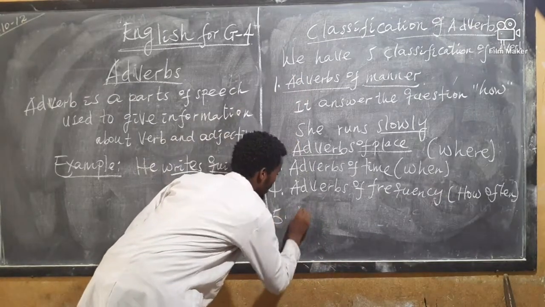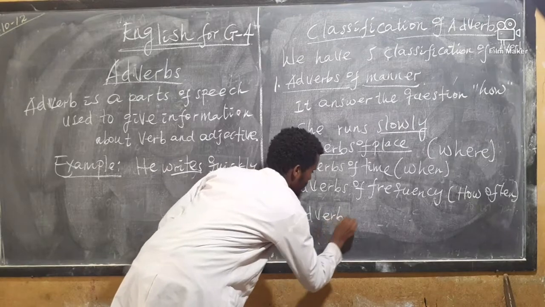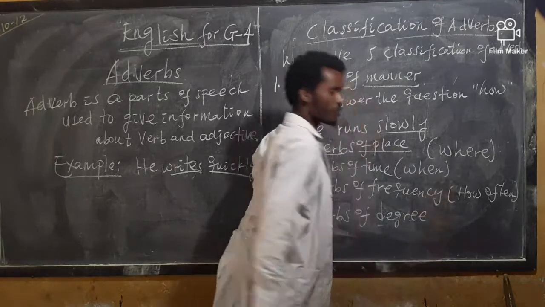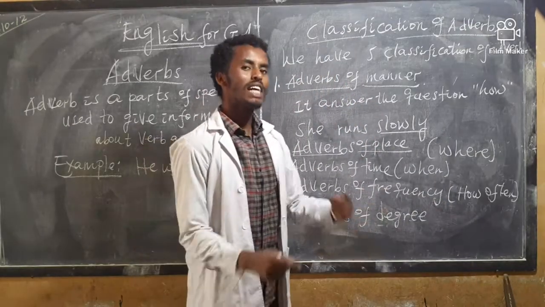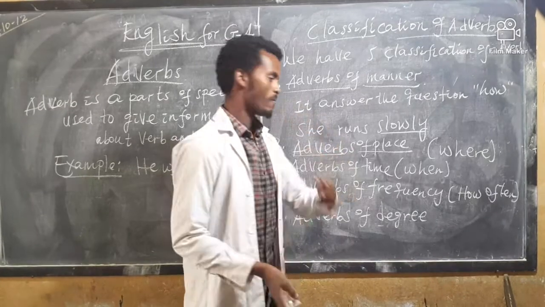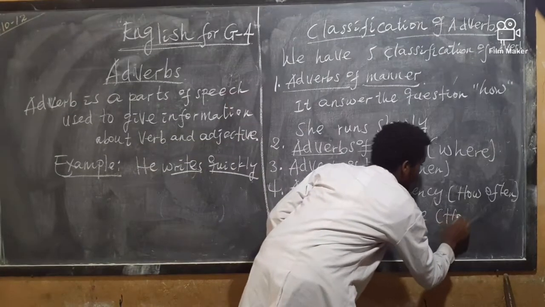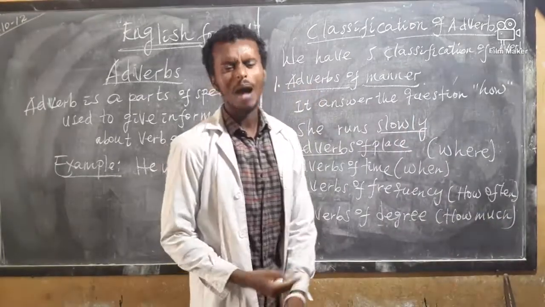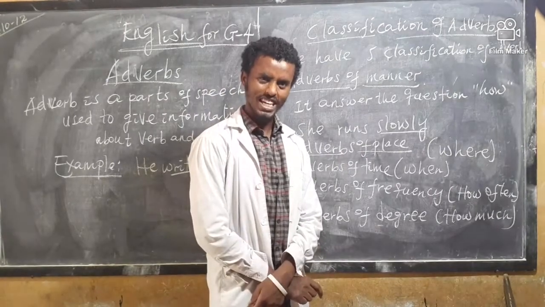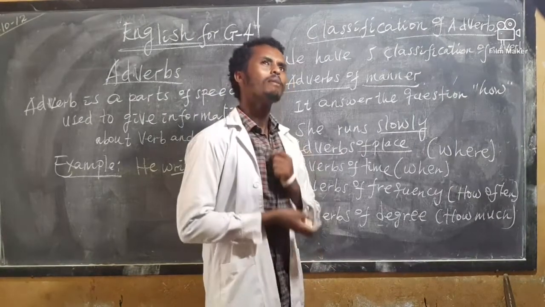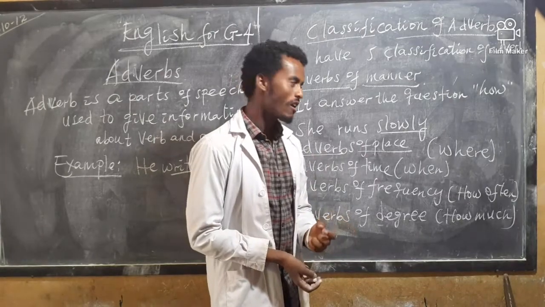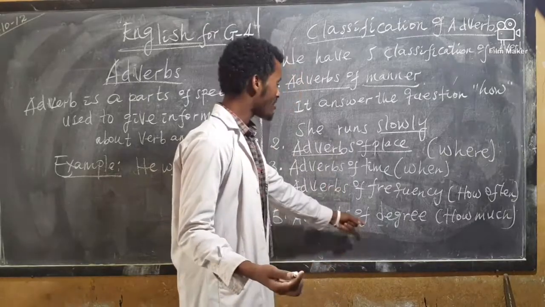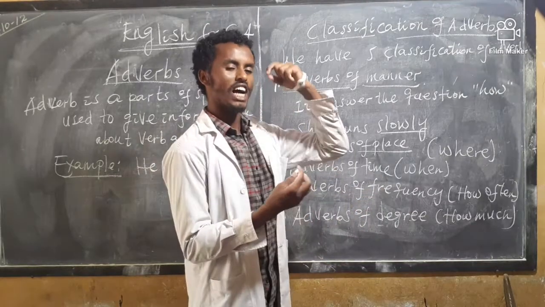Number five, adverbs of degree. Students, adverbs of degree answer the question how much. You see, if somebody says to you, I'm very angry, which one is the adverb of degree? The word very. I am very hungry. Or he opens the clothes quietly. This quietly is called what? Adverbs of degree. How much that action is done.